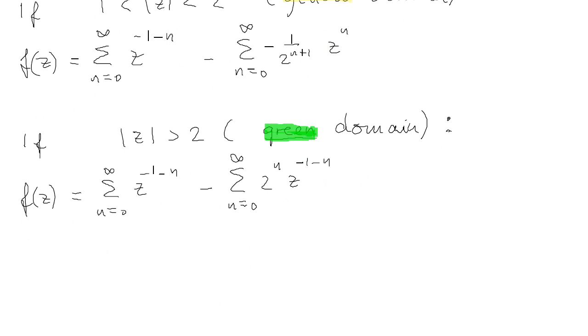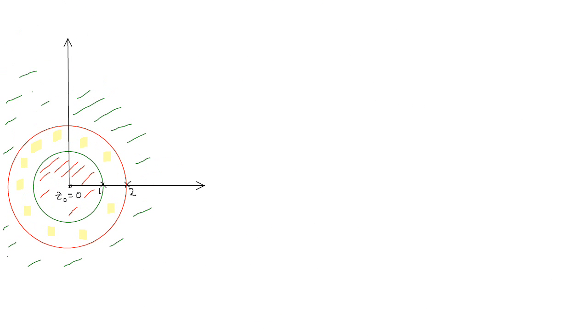So now we have found the series expansions in these three regions: this red region, the yellow region, and the green region.